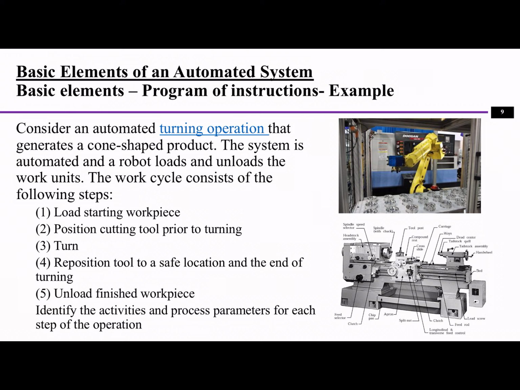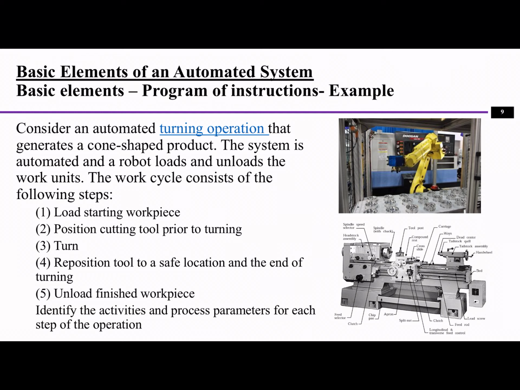Alright, so the work cycle consists of the following steps. First, load the starting workpiece. The next one is to position the cutting tool prior to turning. And then the turn, and then reposition the tool to a safe location at the end of the turning. And then unload the finished workpiece. So these are the general steps, right? Now the question asks us to identify the activities and also process parameters for each step of the operation.